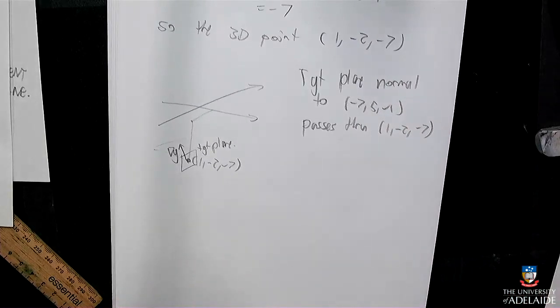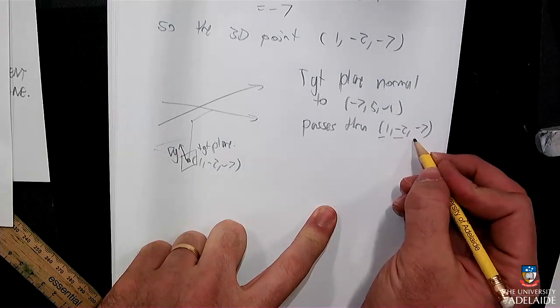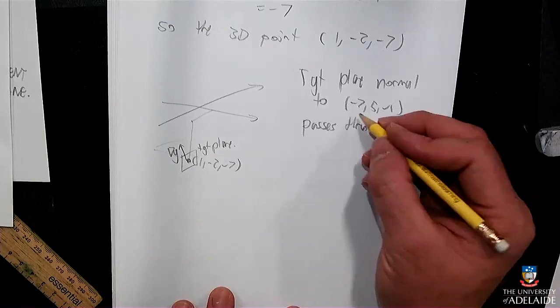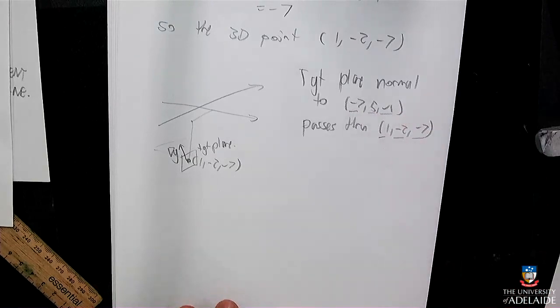So I just need to find a plane that's normal to that and passes through that point. There are multiple ways of doing that. I'm pretty sure the lecturer did a thing with a dot product. I can never remember that. But I do know that the coefficients of the plane equation will be negative 7, 5, and negative 1.